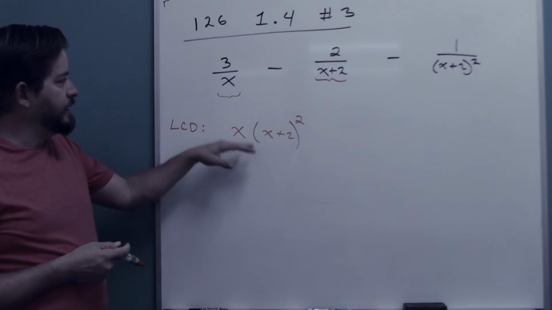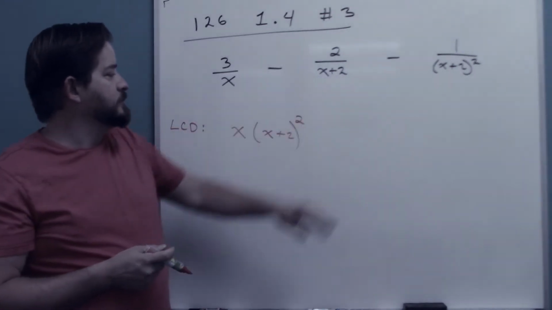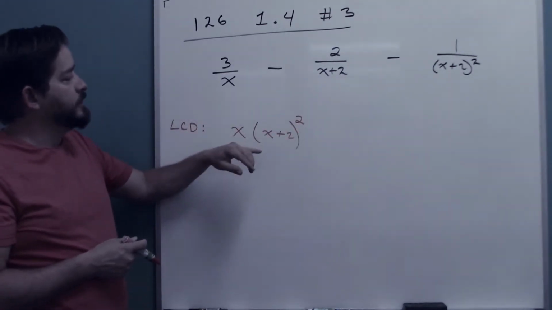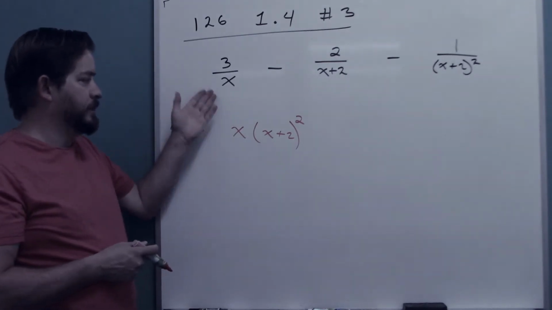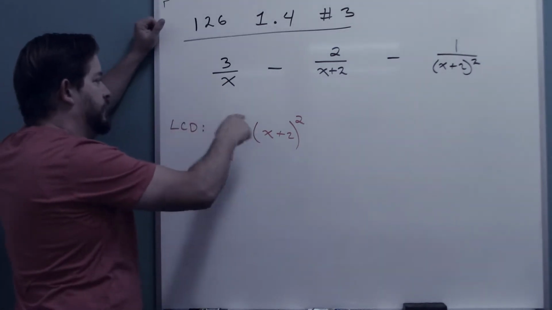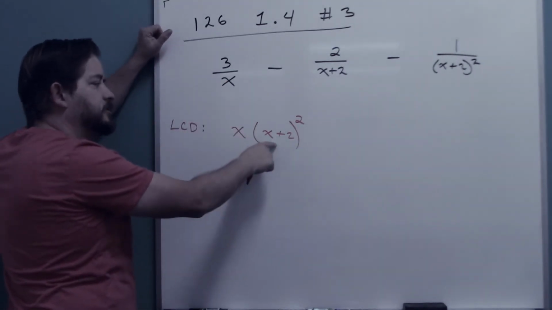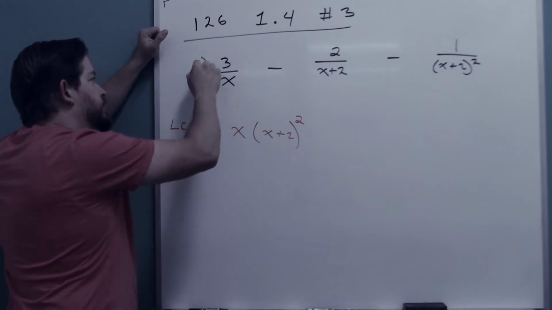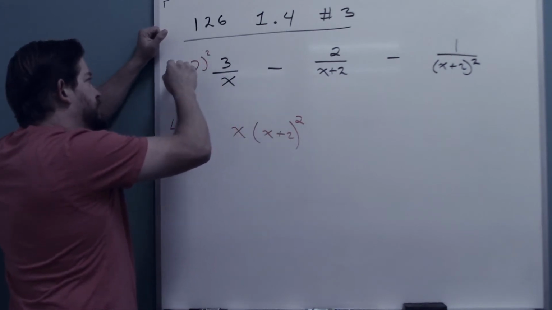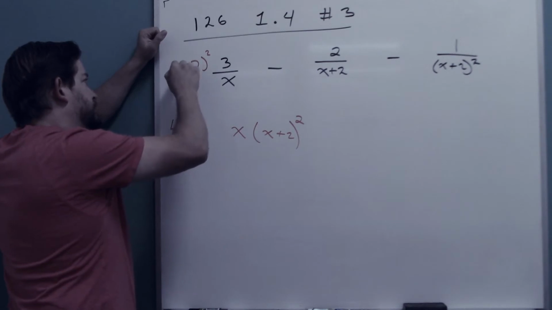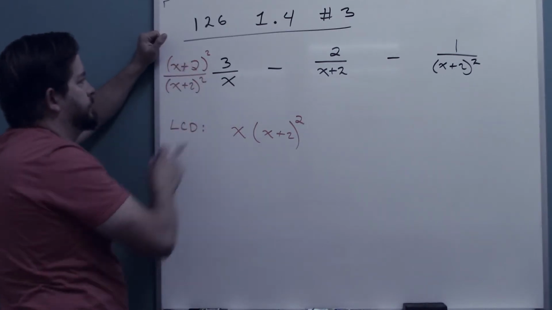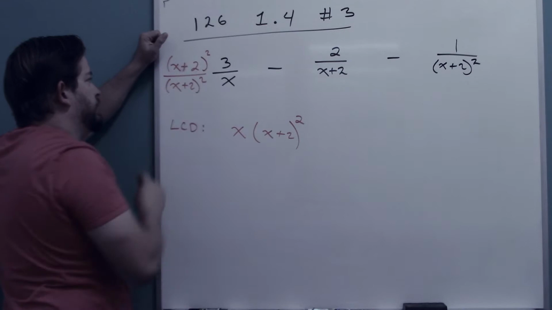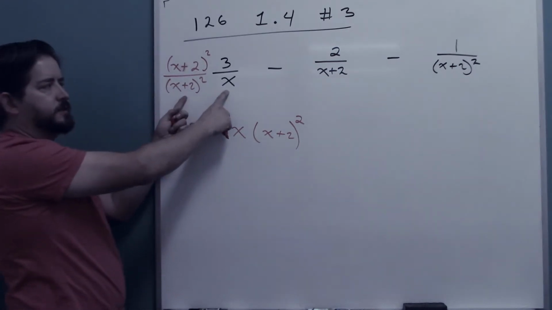So I'm going to look at this and say, every single one of these fractions that I'm dealing with, how do I turn that denominator into this denominator? And I'm going to multiply it by what it's missing in the top and the bottom. So the top over here and the bottom over here, the bottom has the x, it's just missing the x plus 2 squared. So I'm going to multiply x plus 2 squared here, and of course in the denominator. Right? Now my denominator is x times x plus 2 squared.